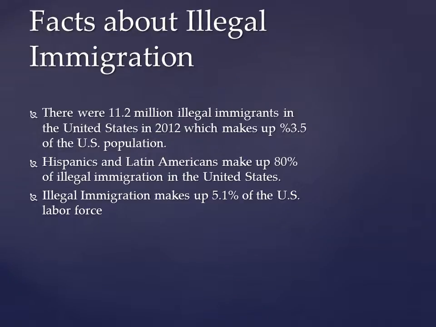Facts about illegal immigration. There were 11.2 million illegal immigrants in the United States in 2012, which makes up about 3.5% of the U.S. population. Hispanics and Latin Americans make up about 80% of illegal immigrants in the United States, which is understandable because it's a bordering country with overcrowding, and Mexico is a developing country and the United States is a developed country. So this is the land of opportunity, so they would love to migrate here, and the borders touch, so it makes it a lot more convenient. And illegal immigration makes up 5.1% of the U.S. labor force.